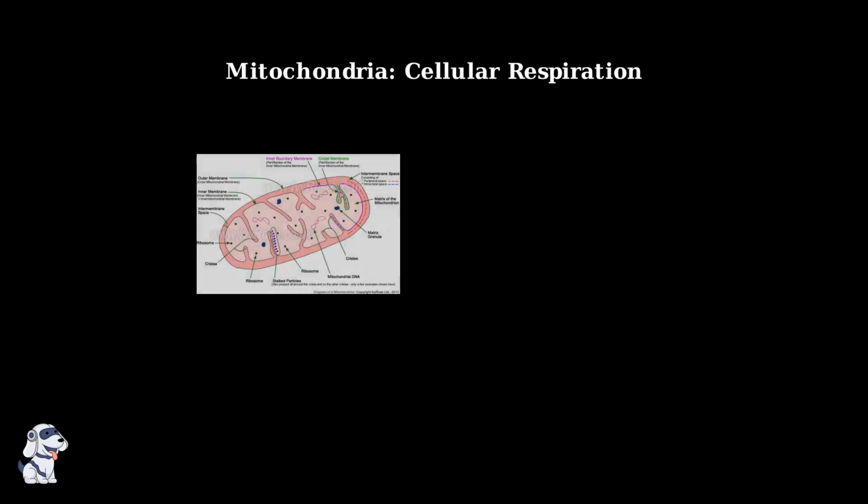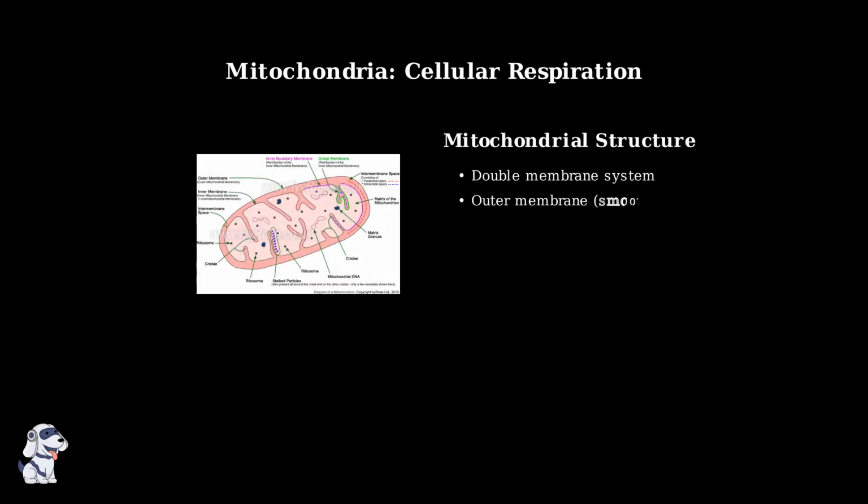Mitochondria are often called the powerhouses of the cell, and in algae, they play a crucial role in converting nutrients into usable energy through cellular respiration. Mitochondria are present in almost all types of algae, with one notable exception, cyanophyceae, also known as blue-green algae, which are actually prokaryotes and lack these organelles. The mitochondrion has a distinctive double membrane structure.